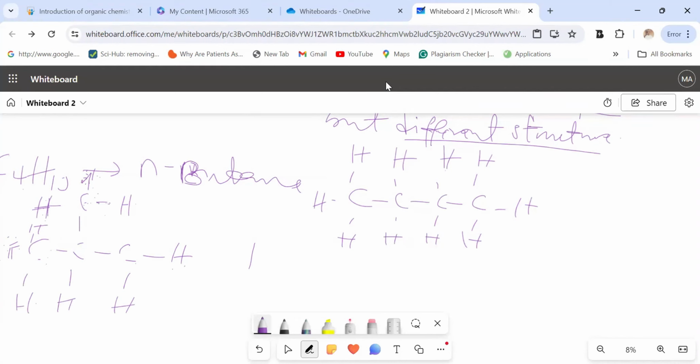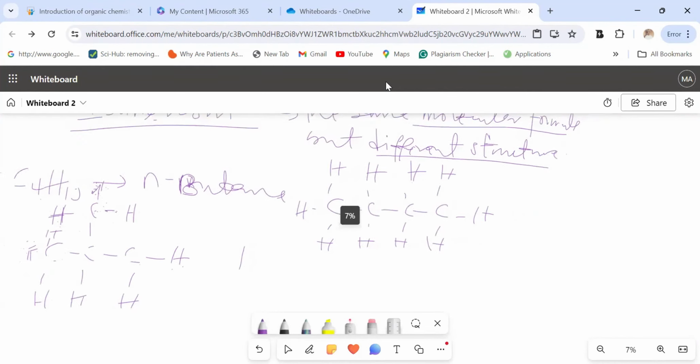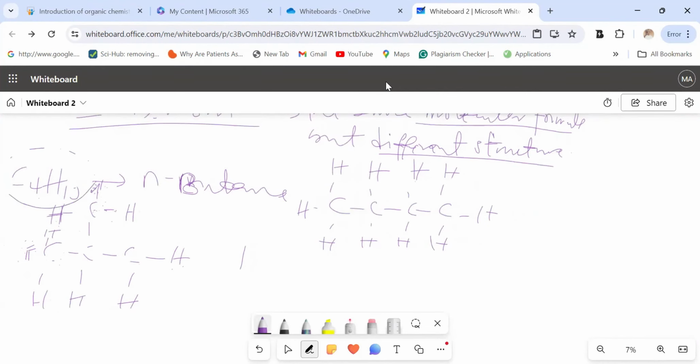It is a compound whose molecular formula is the same, C4H10, but they have different structure. So isomerism refers to compounds that have the same molecular formula but different structure. That is what you call isomerism. So ladies and gentlemen, I decide to stop here.